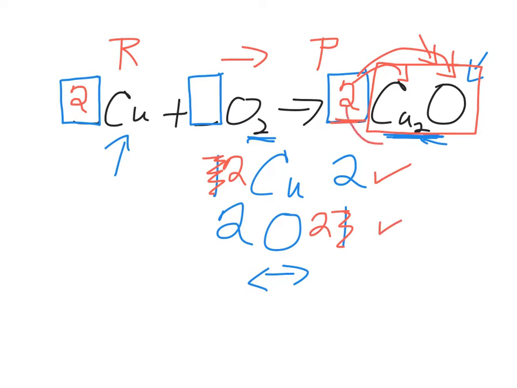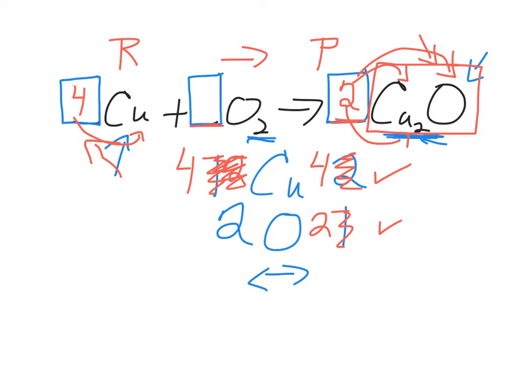But now 2 times 2, I have a total of 4 coppers on the product side. So does that change my copper on the reactant side? Yes, it does. So we're going to erase that 2, and we're going to make it a 4, because 4 times 1 is 4. Now I have 4 coppers. So are both sides equal? Yes.